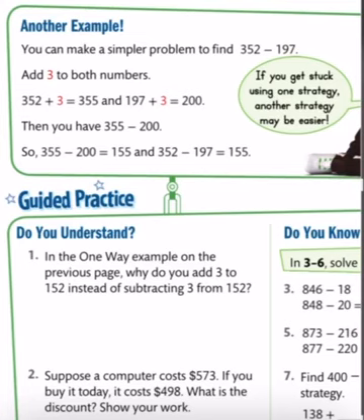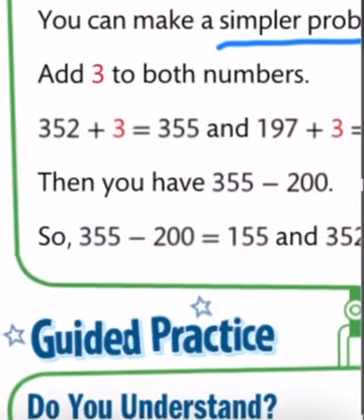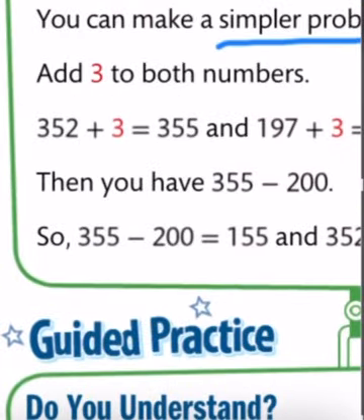You can use a simpler problem to find 352 minus 197. And we kind of saw this example in those other two strategies. Something very similar anyway. We can add 3 to both numbers. And this is really important. If you're going to add something to one number, you have to add that same thing to the other number.